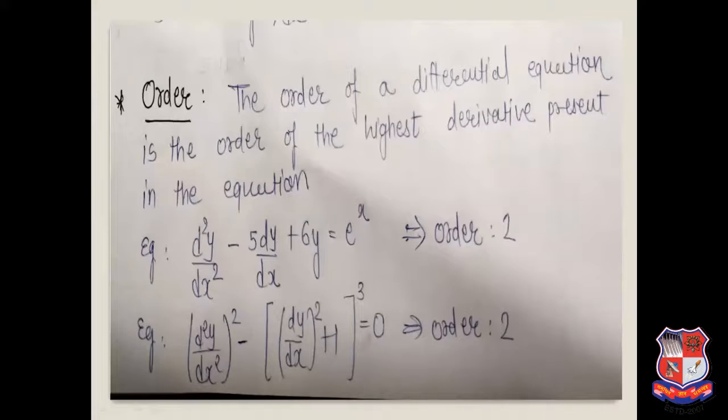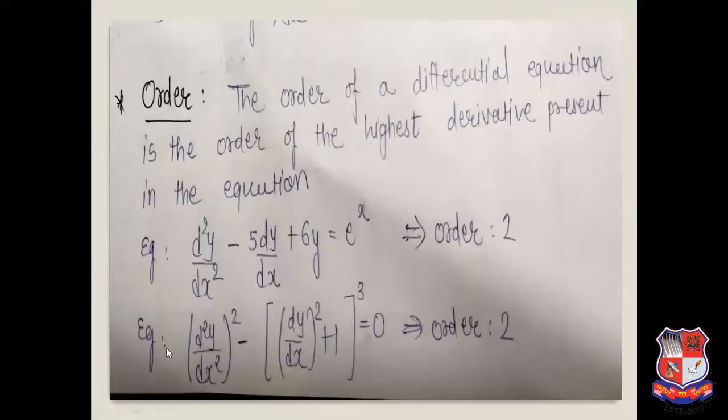So, if you have to find the order of the equation, first you have to check the highest derivative term in the given equation. Example number 1, d square y by dx square minus 5 dy by dx plus 6y equals to e raised to x. In this equation, first check the highest derivative term. So here highest derivative term is d square y by dx square. So order of this equation is 2.